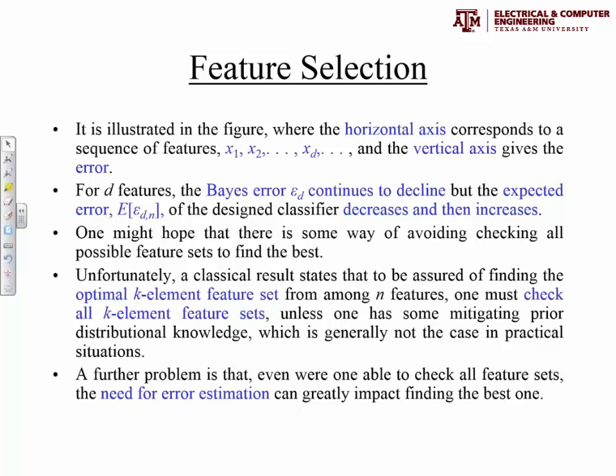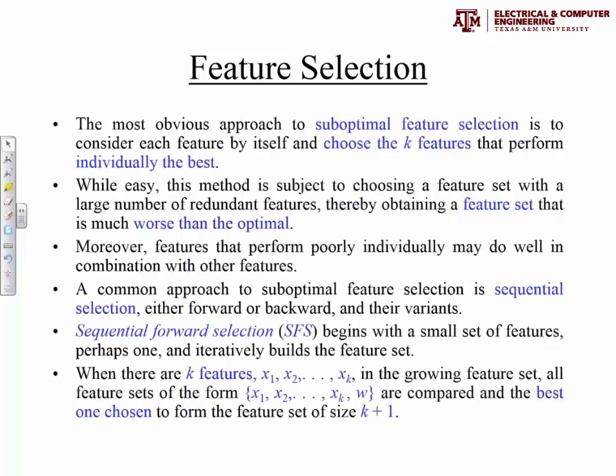Now, a further problem is that even were one able to check all feature sets, the need for error estimation can greatly impact finding the best one. Because even if you're going to compare different feature sets, you need to be able to estimate the error with each of those feature sets. So there is a need for error estimation here. So it's not that straightforward to come up with the optimal feature set, right?